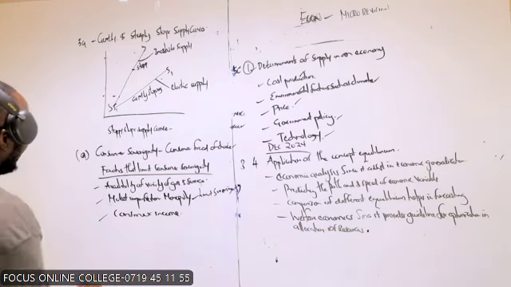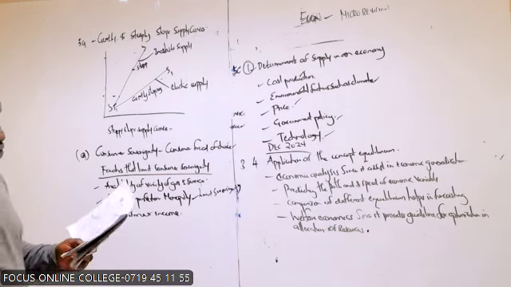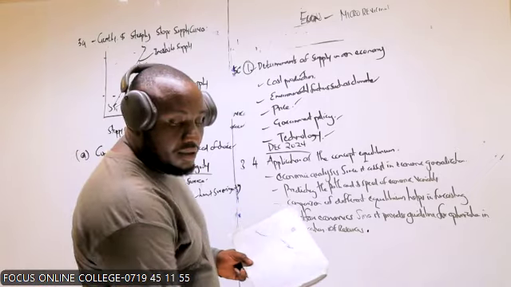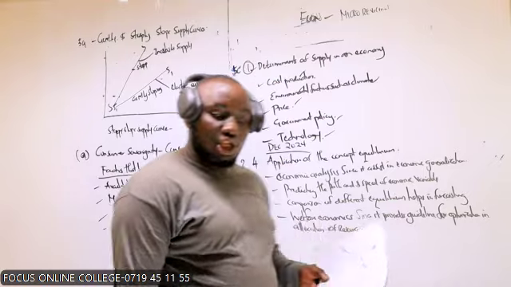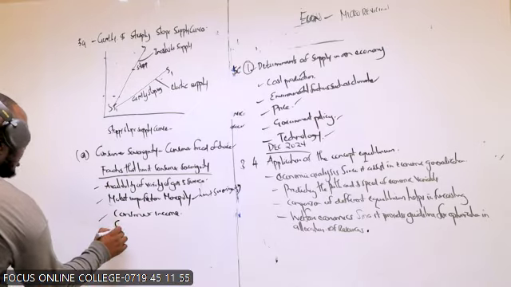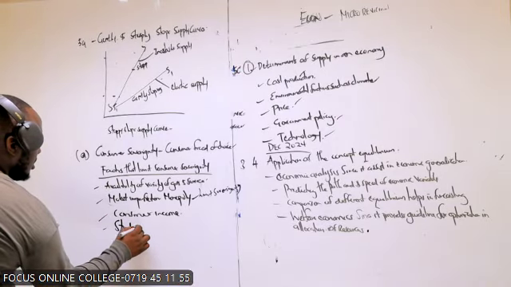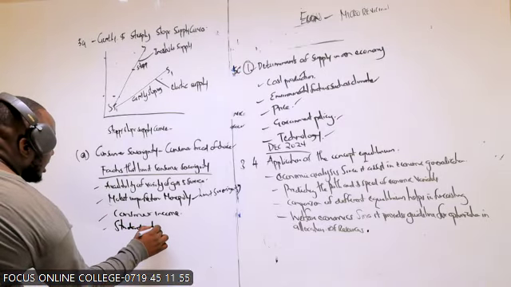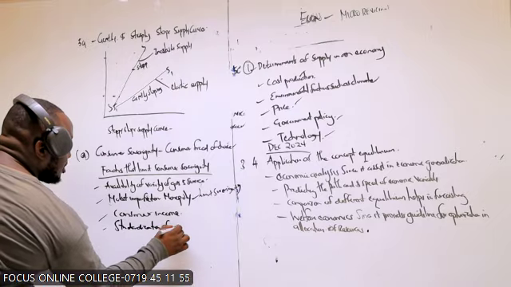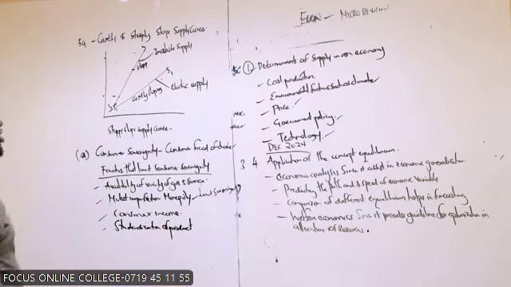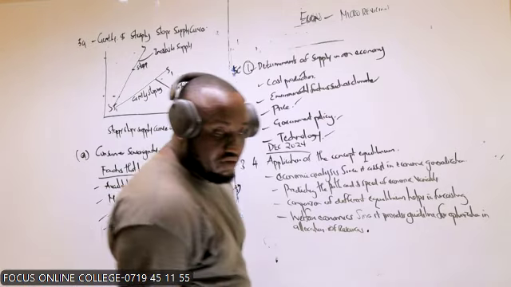What is another factor that affects consumer sovereignty? The last one we talk about is standardization, the standardization of products. If you standardize, then you basically limit consumer sovereignty.